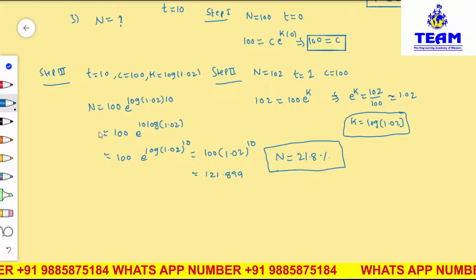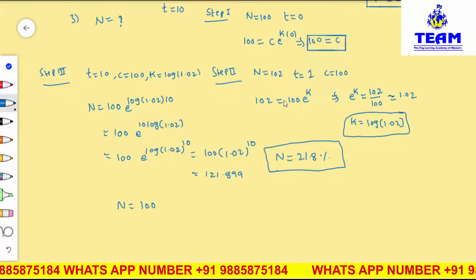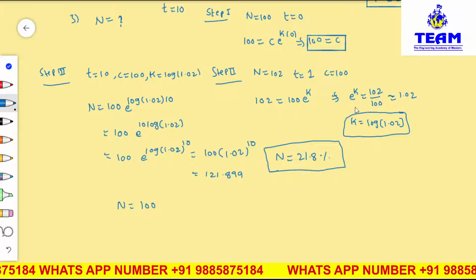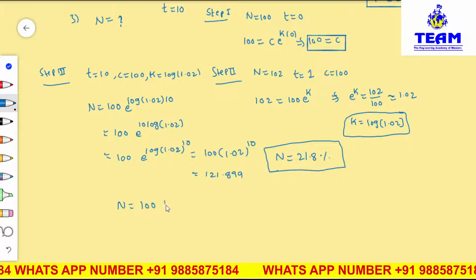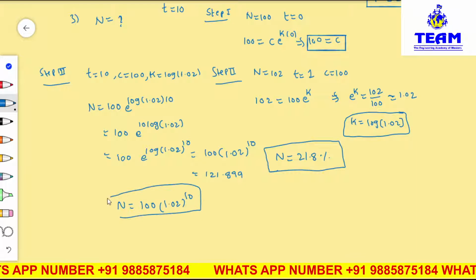Up to this is correct, but I am explaining that one also. N is equal to 100 into c e power kt. What is e power k you have? 1.02. 1.02 whole to the power of t. T, same value you are getting. Okay for everyone?